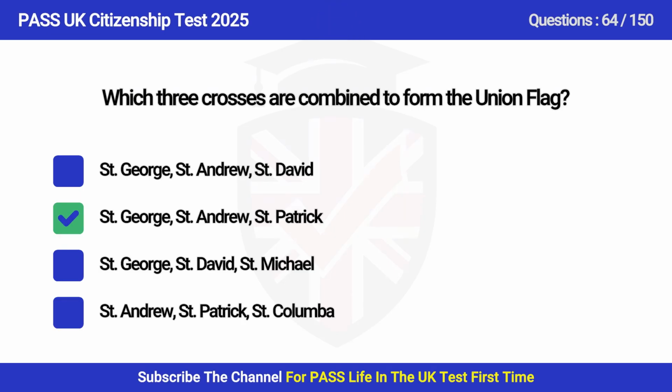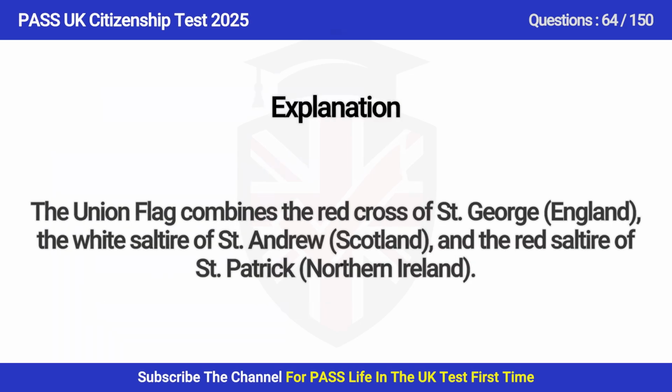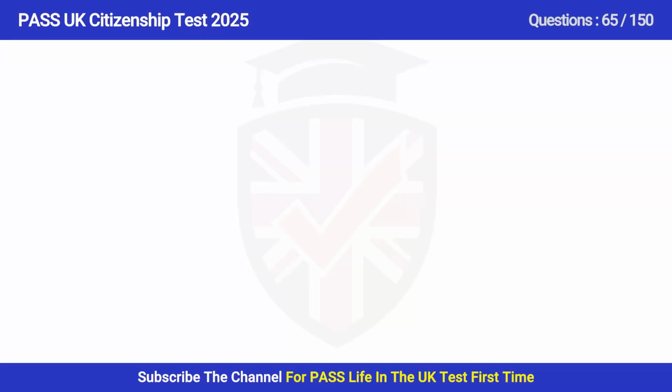Answer is B. George, Andrew, Patrick. The Union flag combines the red cross of George, England, the white saltire of Andrew, Scotland, and the red saltire of Northern Ireland.